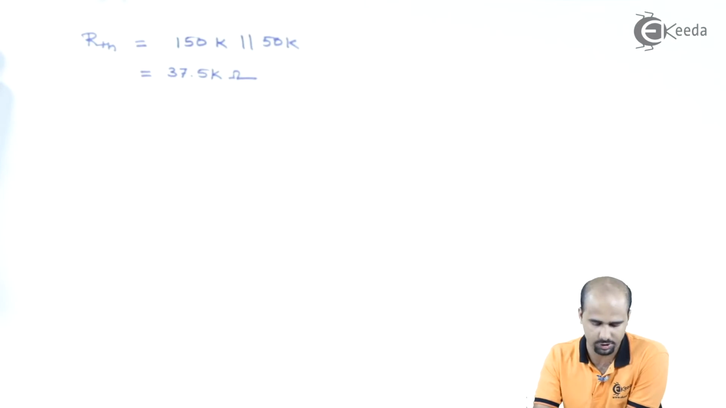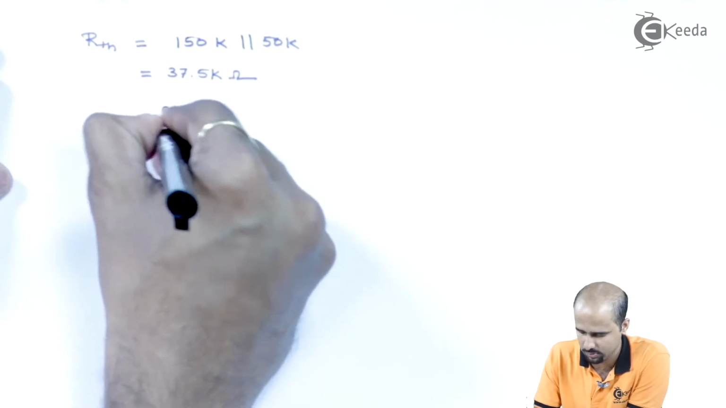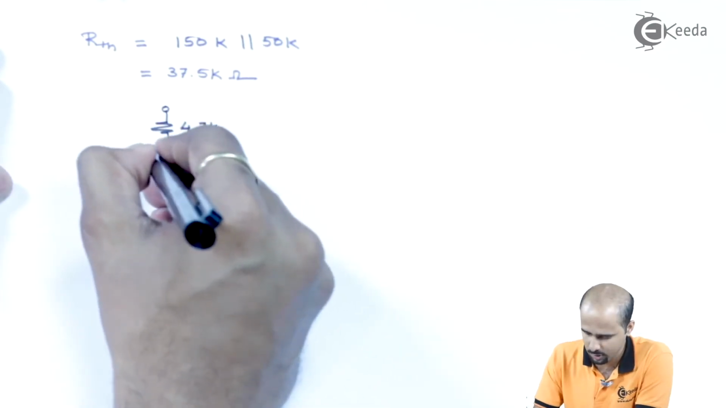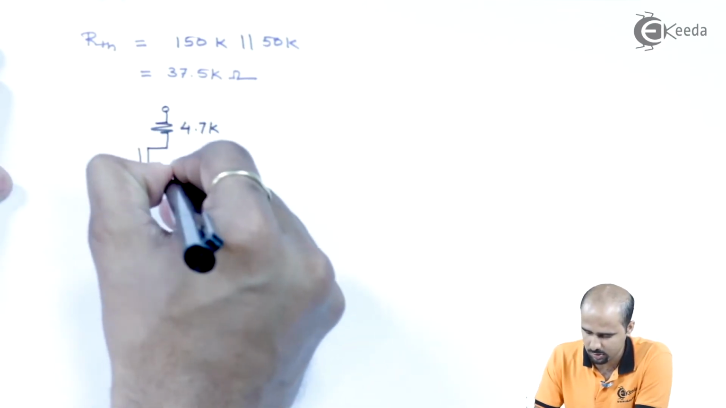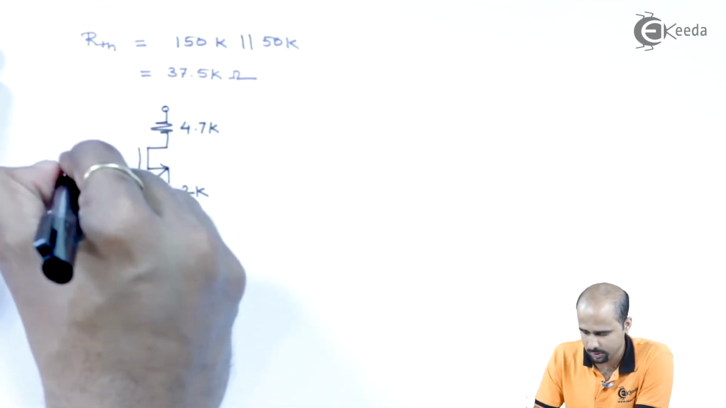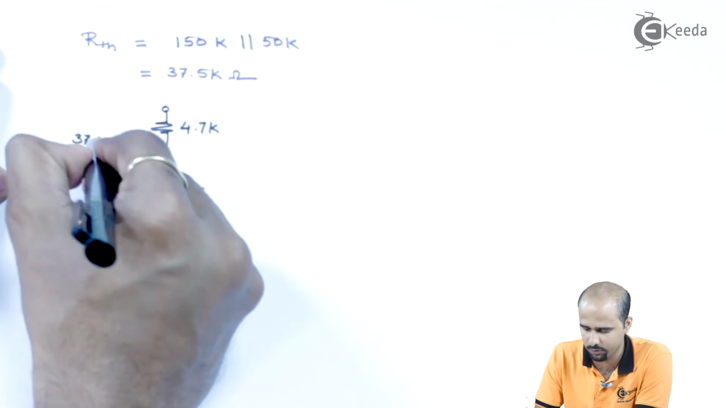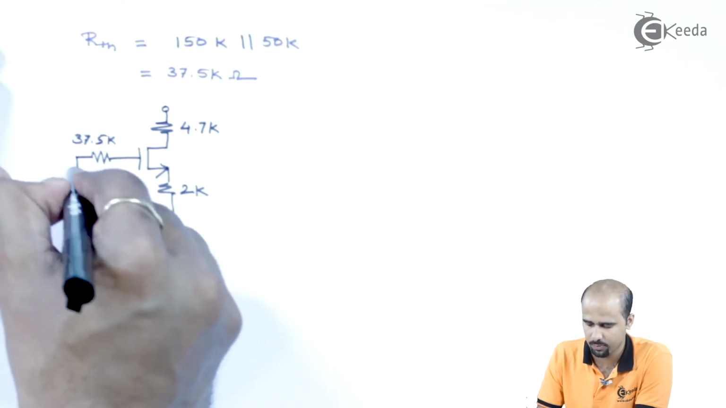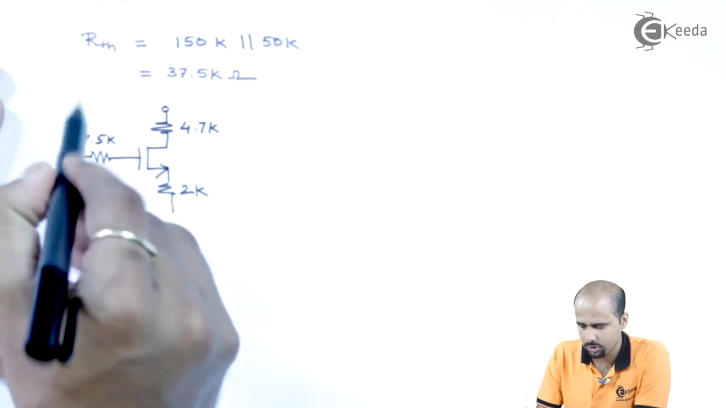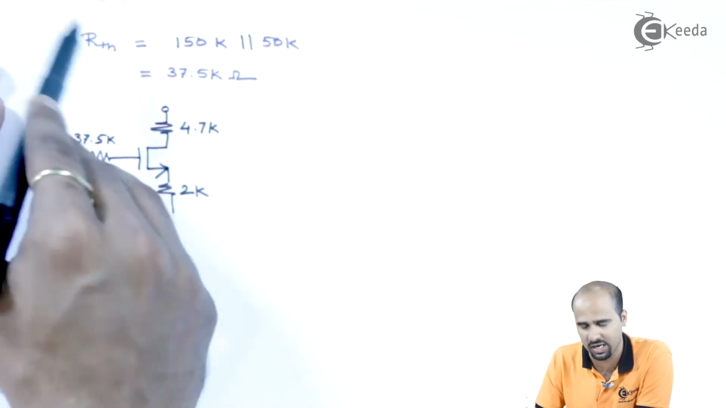This is the value of RTH. Now your simplified version of the complete circuit for DC analysis is: this is your 4.7k, that is capital RD, connected to the drain of the MOSFET, and the source of the MOSFET is connected to 2k. The gate resistance, that is RG, is RTH, which is nothing but 37.5k, same as RTH.